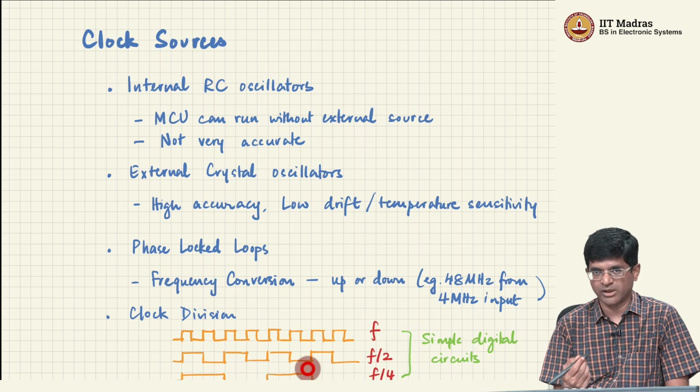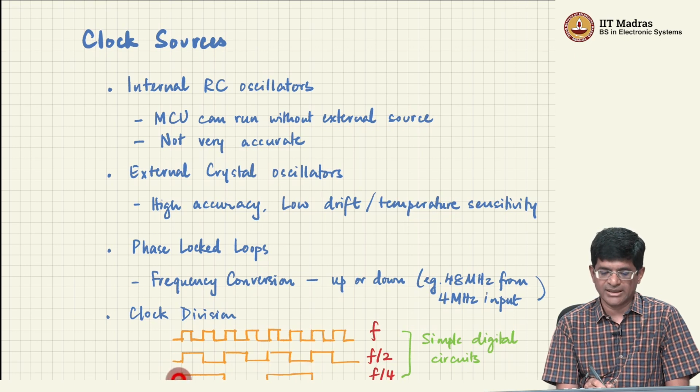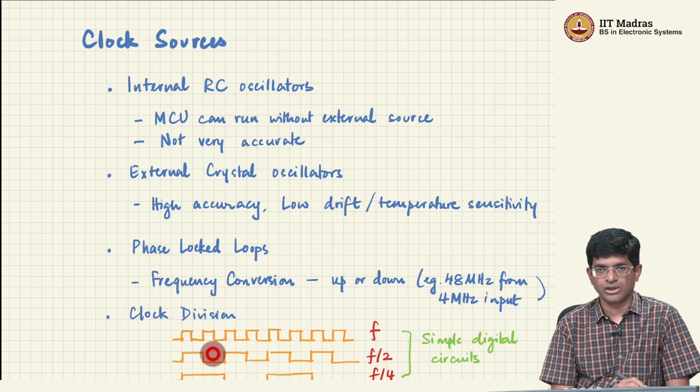So I'm not limited to powers of 2, I can get f by 6 and so on, but it's not as easy. F by 3, for example, is not so straightforward, right? If I want to get a frequency of f by 3 and what's called a 50% duty cycle, that is, it's on half the time, off half the time, it's not so straightforward to do using this kind of clock division technique. But it can be done.